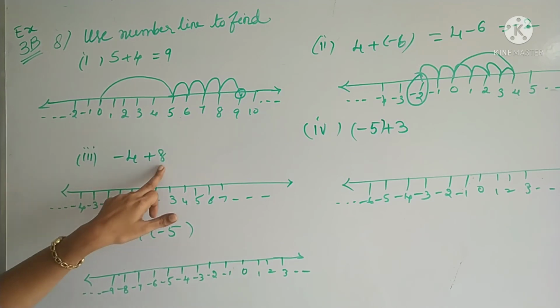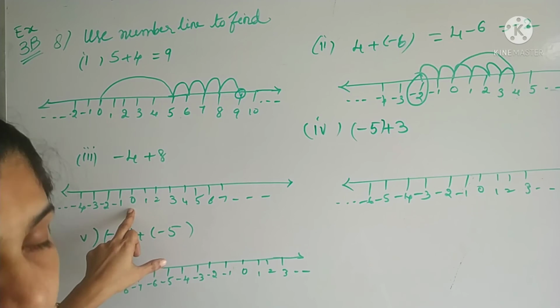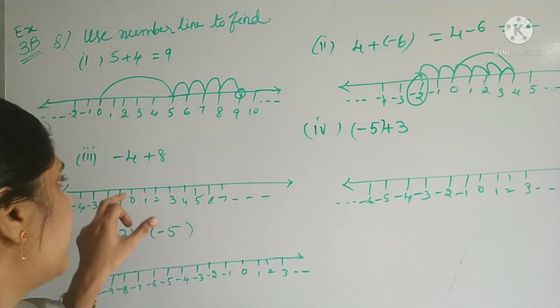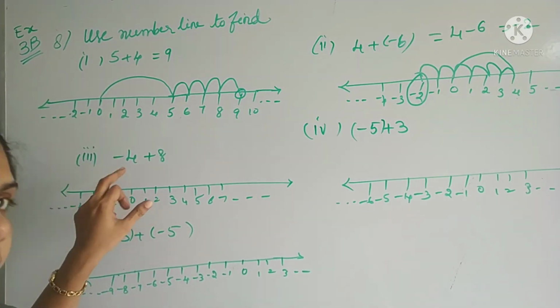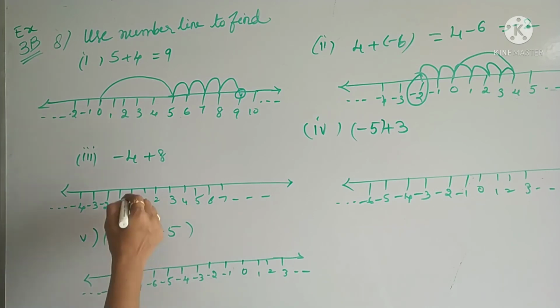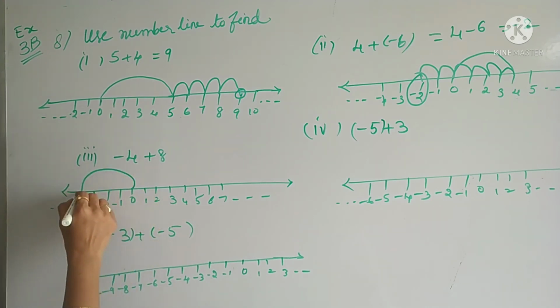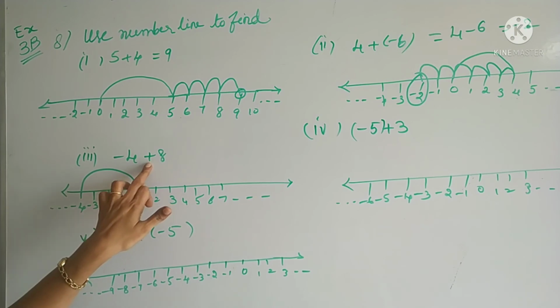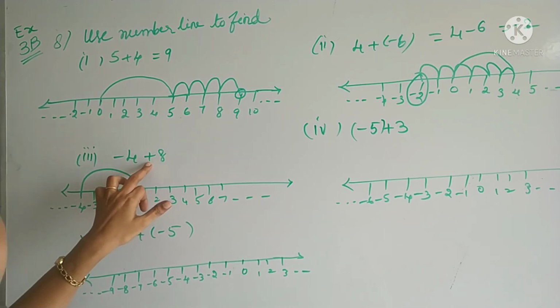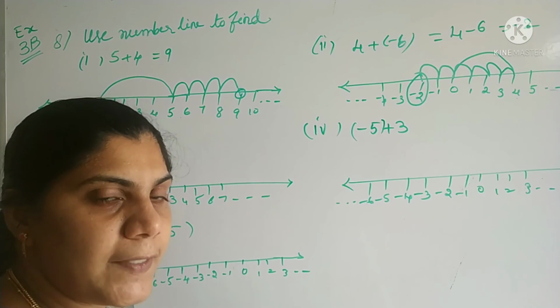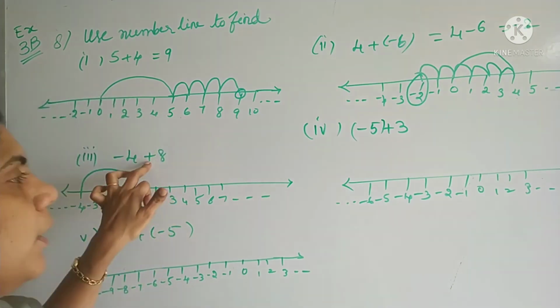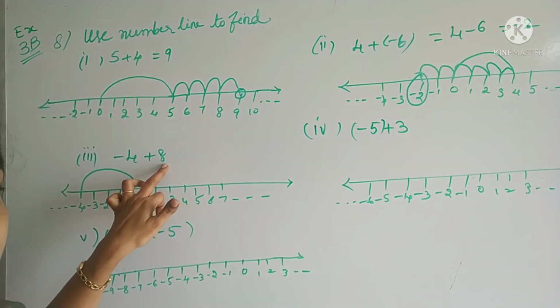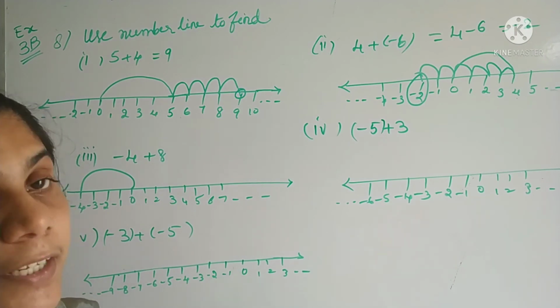Minus 4 plus 8. So always what you have learned, from 0 you have to start and go to the first number. What is the first number here? Minus 4. From 0 go to minus 4 first. After that you have to add plus 8. Plus 8 means you have to move forward. Whenever you see the plus symbol, you have to understand that you have to move forward. Which number you have? 8. So you have to move forward 8 steps, 8 numbers.